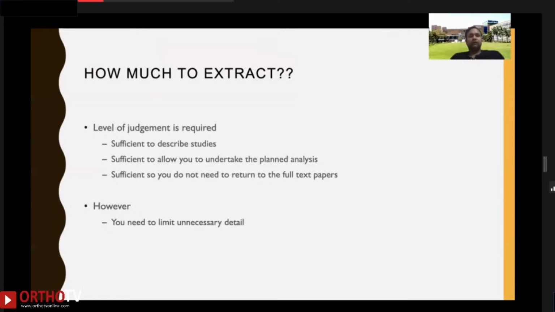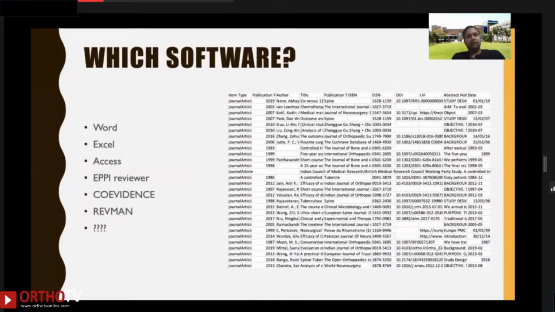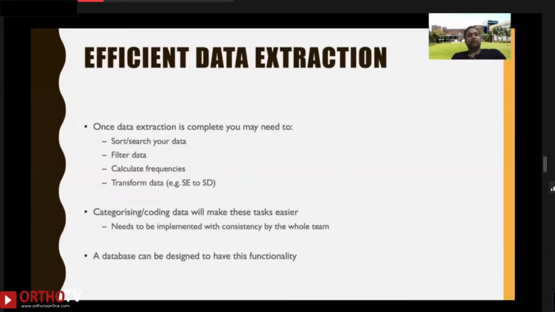Sometimes you have to also use a level of judgment, whether sufficient data and only the relevant data is to be extracted. There is software also available, like Word, Excel, Access, Covidence, and RevMan. There are several software packages which you can use for this data extraction. And once your data extraction is complete, then you sort out your data, you filter, you transform your data, because they have to be homogenized.